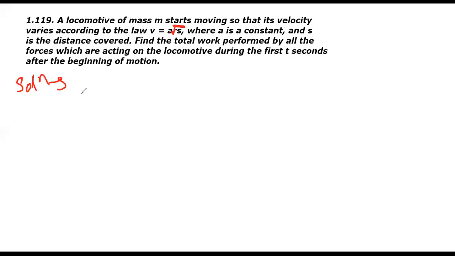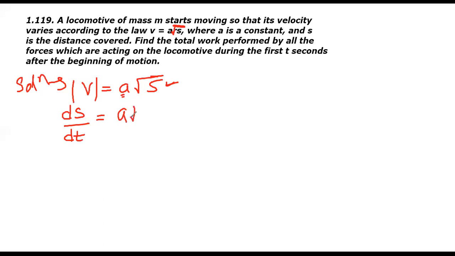Okay, students, so the solution is this: a locomotive of mass m starts moving so that its velocity varies according to the law v equals a root s, where a is a constant and s is distance. We know that v equals ds by dt, the derivative of distance; if we consider it as magnitude, that is speed. So we use a root s, and sending dt to the other side, the RHS is a root s dt.